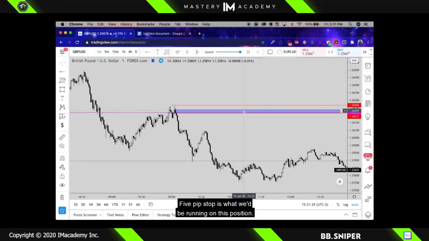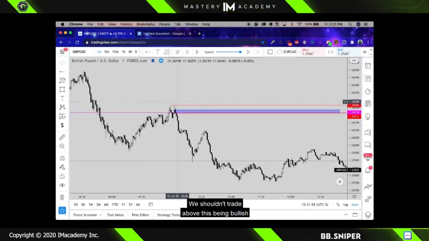A 5 pip stop is what we'd be running on this position. Okay, being that all of this price action in the past should be healthy, right? If it's slow, it'll grow. If it's fast, it won't last. We can see as we trade into this, and now we've got imbalance in the market. We're coming back up into this area to clear this up.